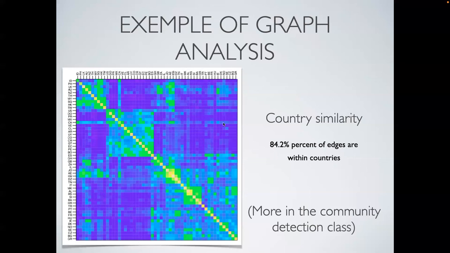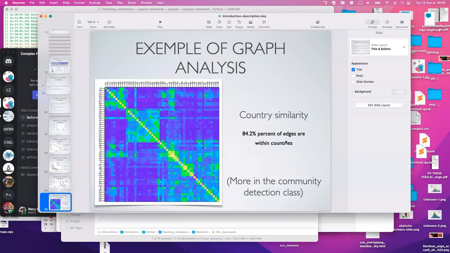So this tells you a lot about how the global pattern of social relations in the world is organized. But still, 84% of all edges are within countries, so obviously countries stay important. And I think that's all for today. And it's about time, so that's good.